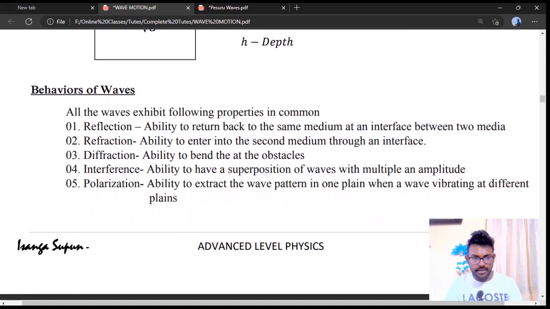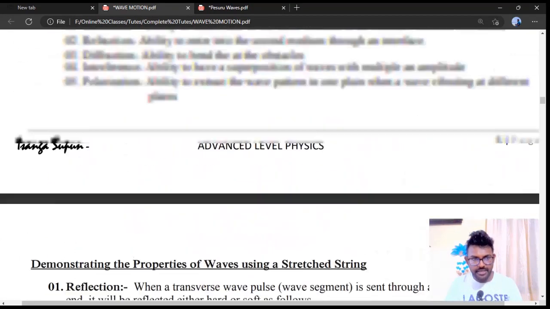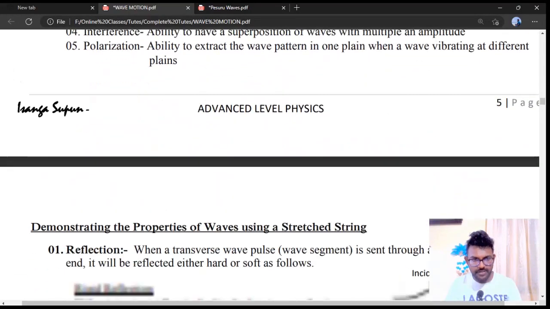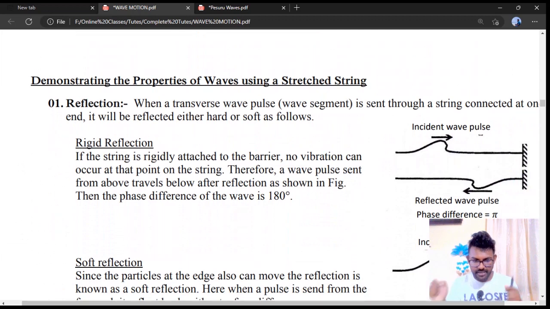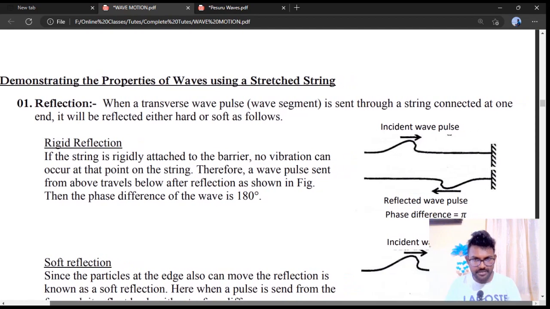Okay. Now we'll consider each of these behaviors using a stretched string. Let's say you have a stretched string. Then we'll see how we can demonstrate these properties. Okay, the first one is reflection, right?